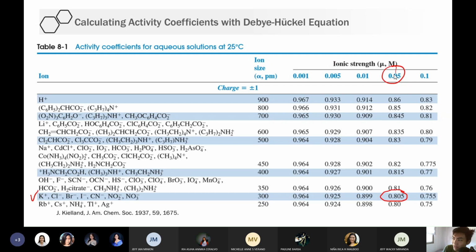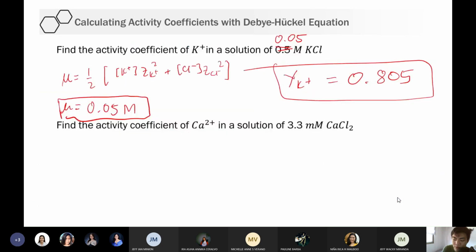We were able to answer this problem in just a few seconds, as long as you already know the ionic strength. You just look at this table. Looking at this table, the gamma for K plus at this ionic strength is 0.805. So we were able to solve for that instantly without the use of the Debye-Hückel equation.